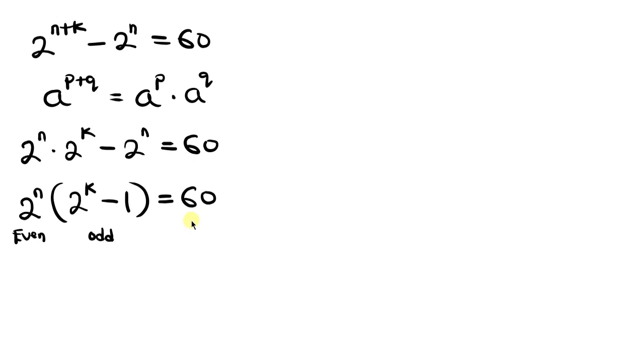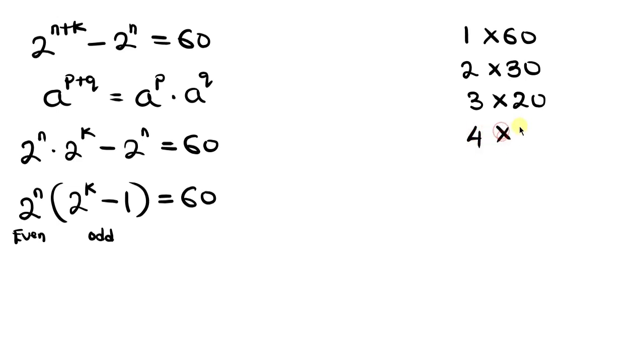So our next step will be for us to write down all factors of 60. For factors of 60, we have 1 times 60, which gives 60. We have 2 times 30, which gives 60. We have 3 times 20, which gives 60. Then we have 4 times 15, which gives 60. Then we have 5 times 12, which gives 60. Now remember, one of the factors must be even and the other odd.